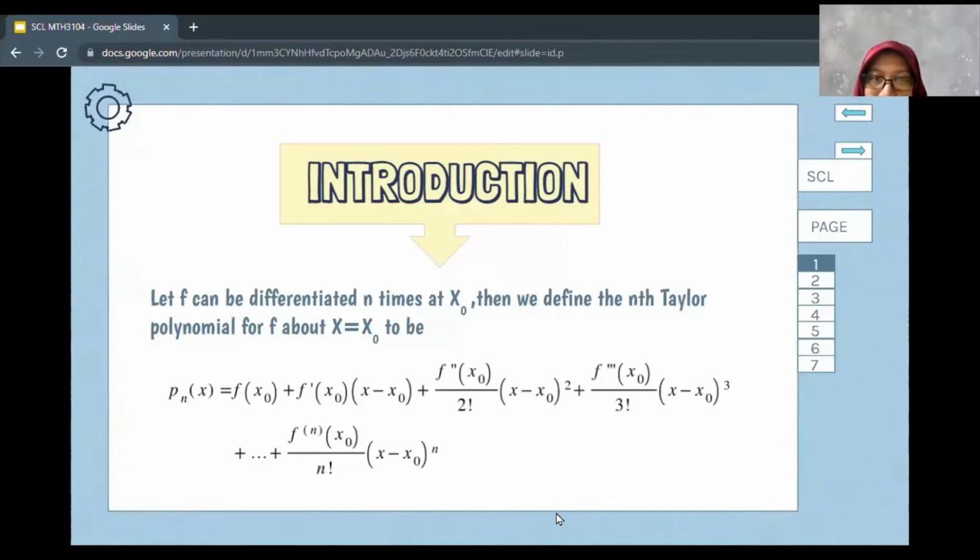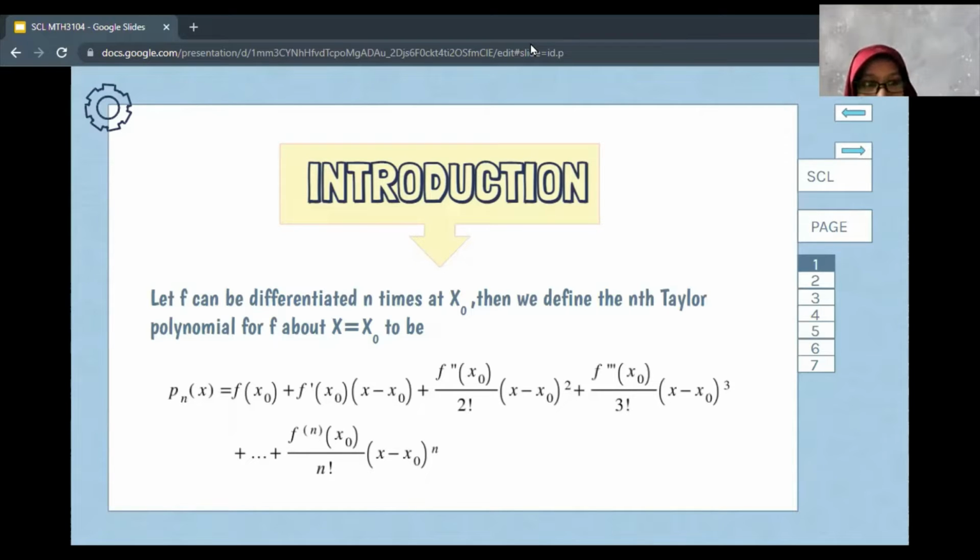Right, so we are going to talk about Taylor polynomial approximation. Before we go into detail, we need to know what the Taylor polynomial is about. The Taylor series is a power series for a function around a point, and the Taylor polynomial is good for approximating a function f(x).